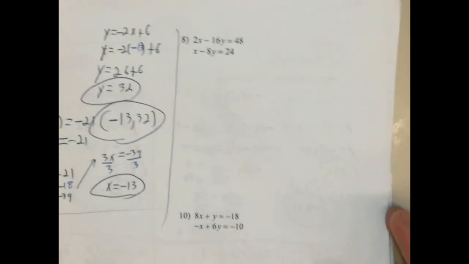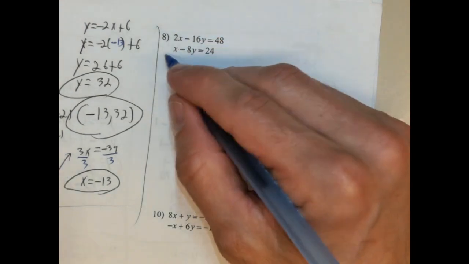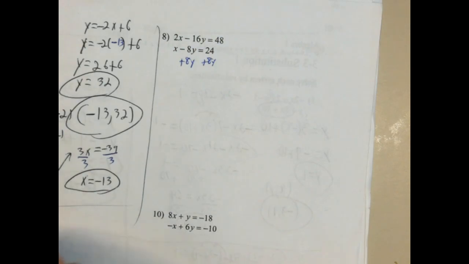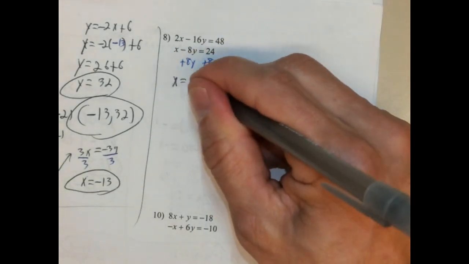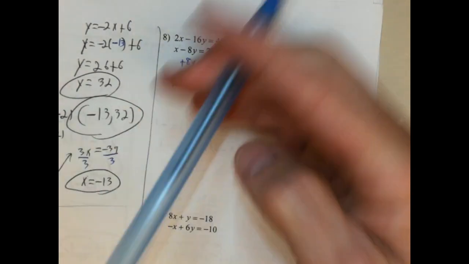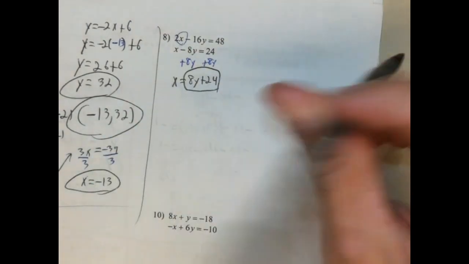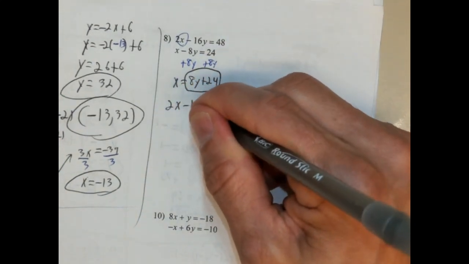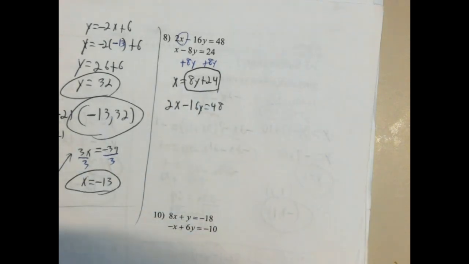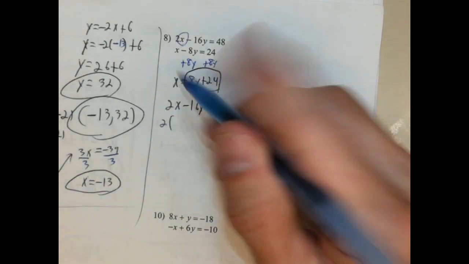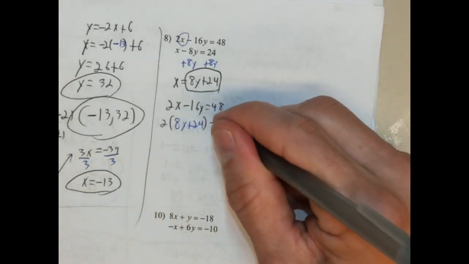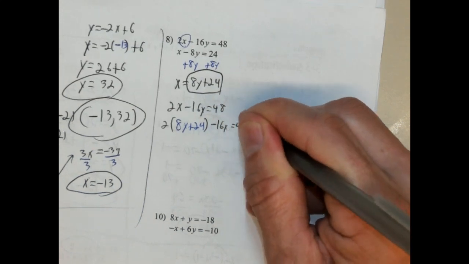All right, let's try number 8. So in this case we're going to get x by itself, so it's not technically the same thing. We're going to add 8y to both sides. So we're going to get x equals 8y plus 24. We're now going to plug this in for our x value up here. So 2x minus 16y equals 48. Let's replace that x with 8y plus 24. So 2 parentheses, 8y plus 24, close parentheses, minus 16y equals 48.